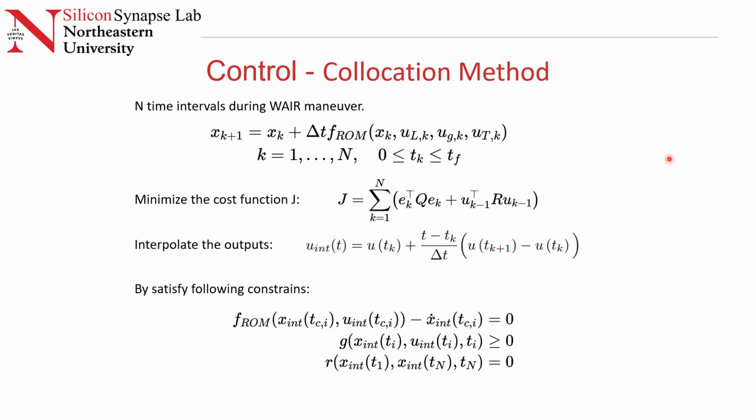Once we have found the control points from this collocation method, to implement that in the actual controller, we have the linear interpolation over here, which will interpolate the steps in between these discretized points.